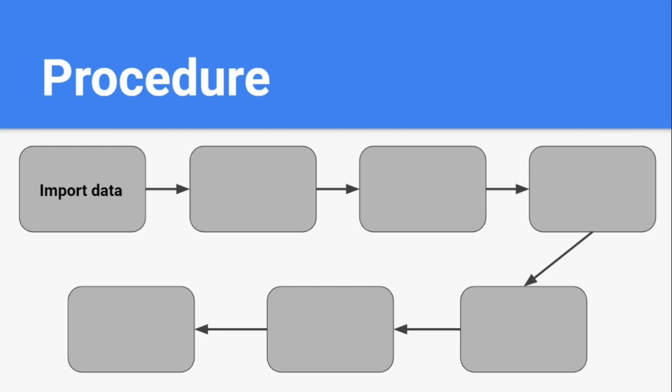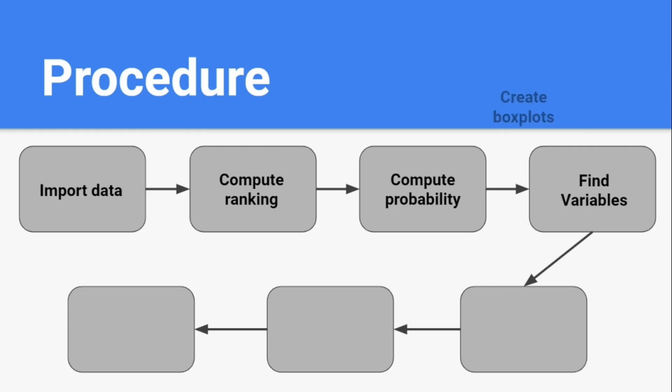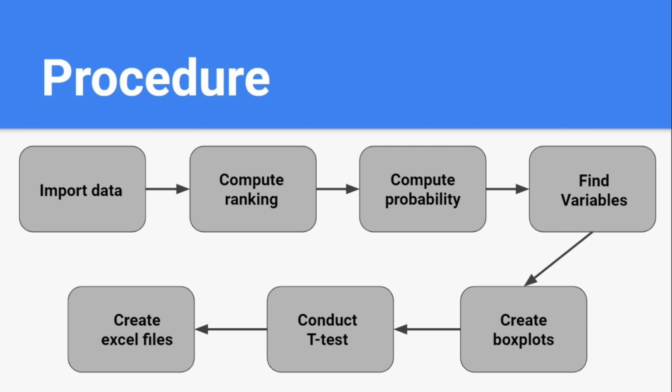Procedure: first of all, import the data, then compute the ranking or accumulated points, compute the probability, find the variables, create a box plot from the variables, then conduct a t-test to see the difference, then finally create Excel files.